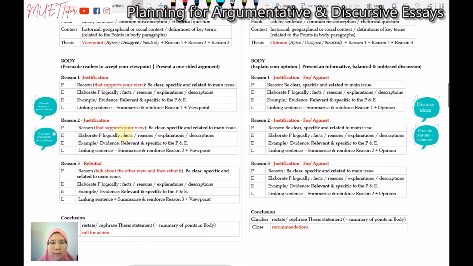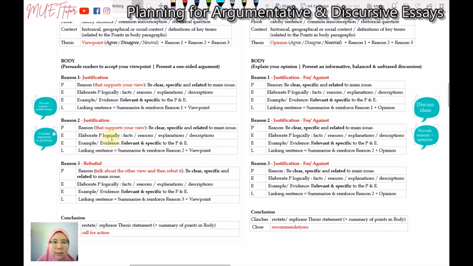Both argumentative and discursive present both sides of view or perspective, proposing or opposing views, and give reasons and evidence to show why each view is valid or invalid according to your viewpoint or opinion. In both essays, each point or reason should be presented in its own paragraph, and here we give 3 reasons. In argumentative, I recommend for MUET writing the first 2 reasons, reason 1 and reason 2.